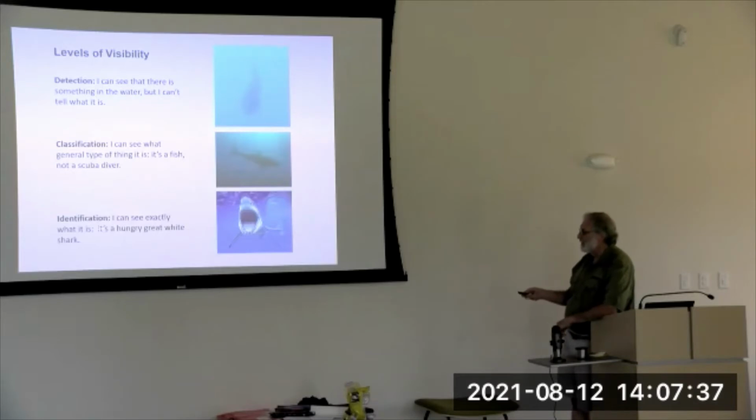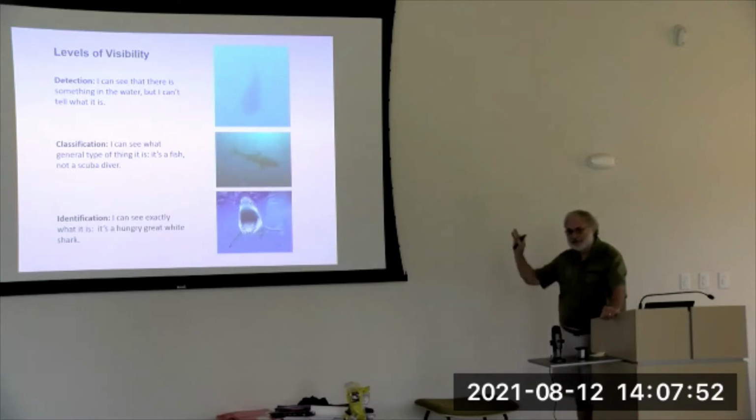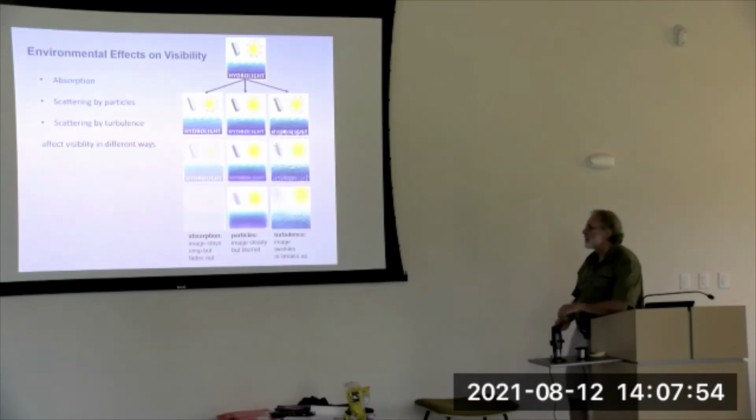And then there's the identification level, which says, oh, I can now see exactly what's there. It's a great white shark. So I've gone from something in the water detected, classified as a fish, and then identified as a great white. So those terms we'll see in all the papers on this stuff.